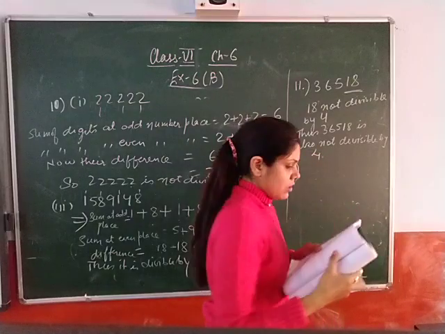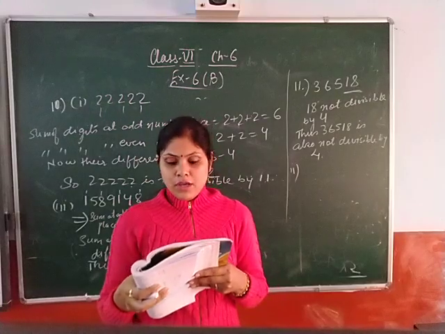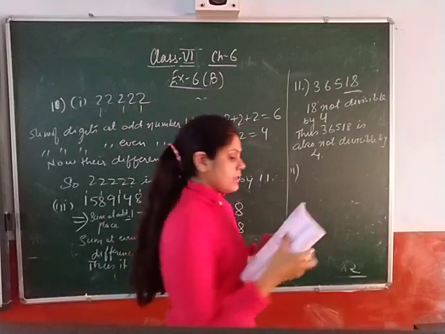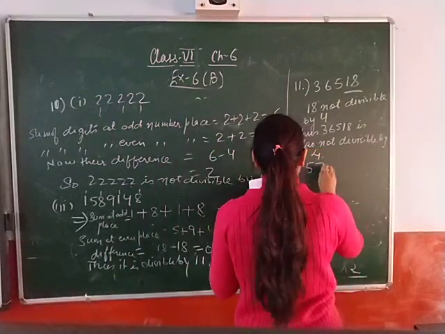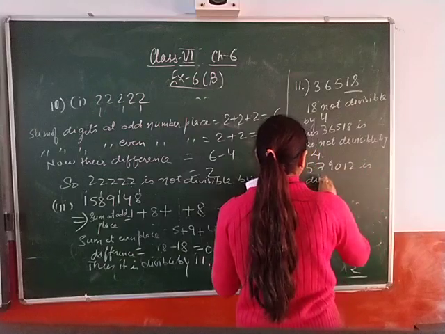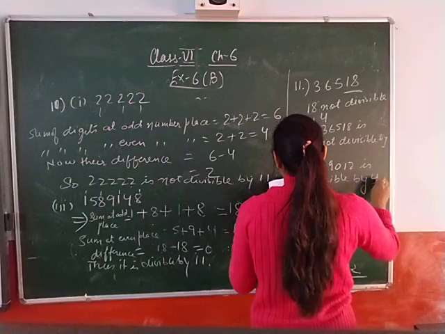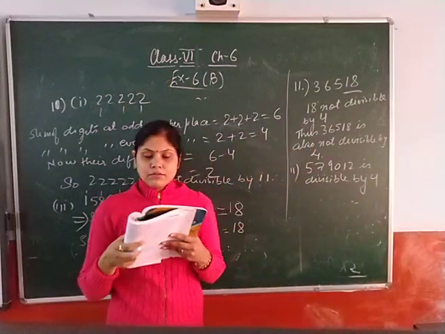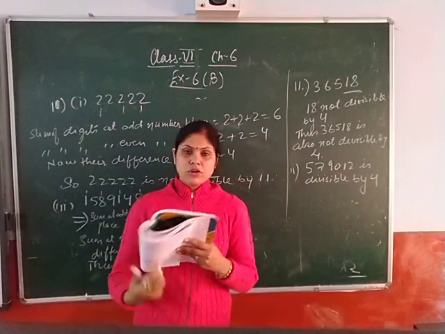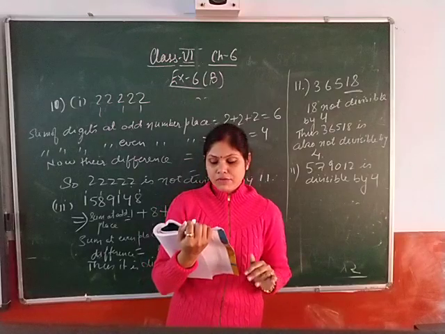Second, 5, 7, 9, 0, 1, 2. The last two digits are 1, 2. Is 12 divisible by 4? Yes. That means 5, 7, 9, 0, 1, 2 is divisible by 4. Okay. Third one, 54, no, it's not divisible. 46 not divisible, so this is not divisible by 4. Only one is divisible, that is the second one, because the last two digits 12 are divisible.